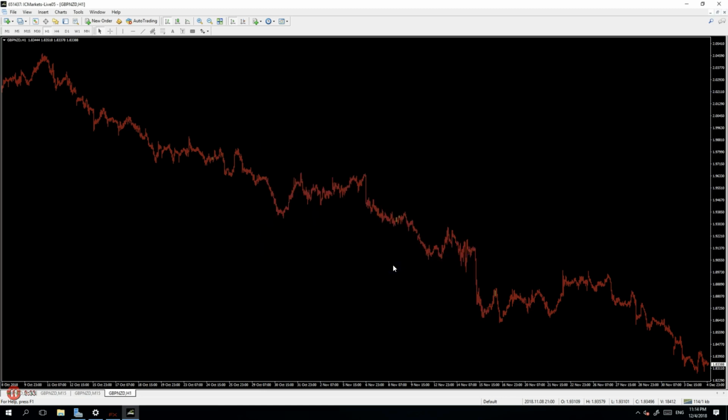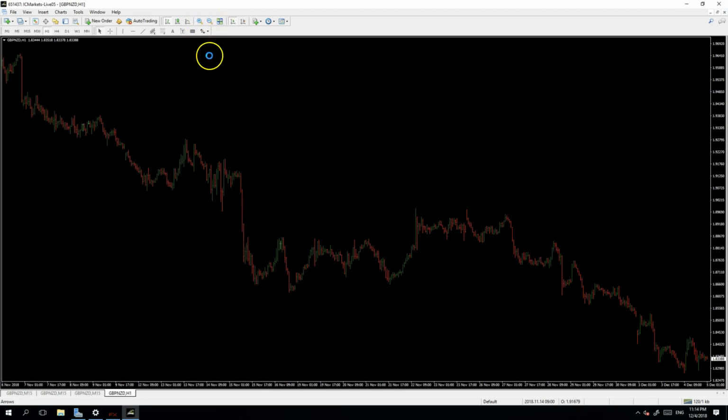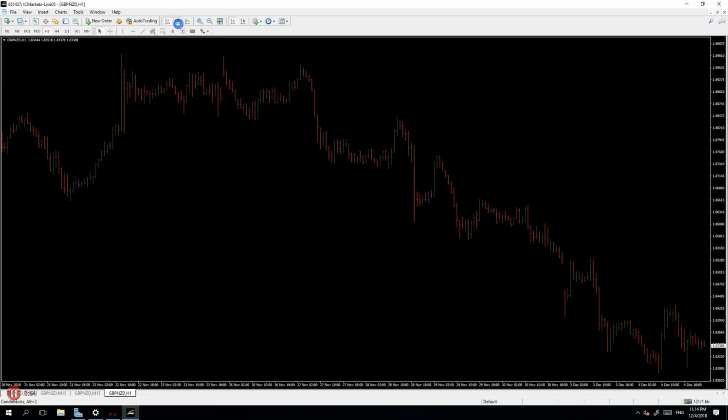Okay, so we got our red and green candles. We can give that time to settle down a bit. Just waiting for that to finish what it was doing. Can zoom in a bit. Oh, it's giving me that. Let's see, but I want candles.